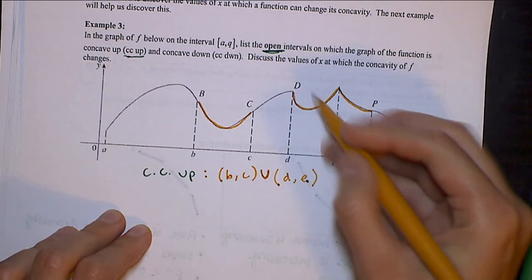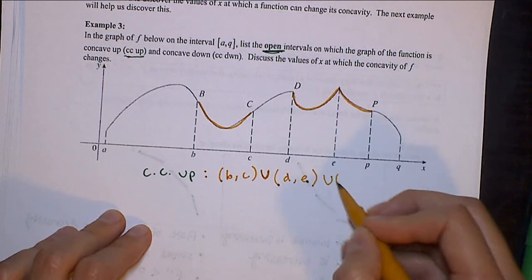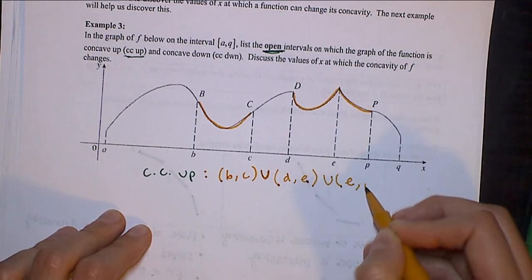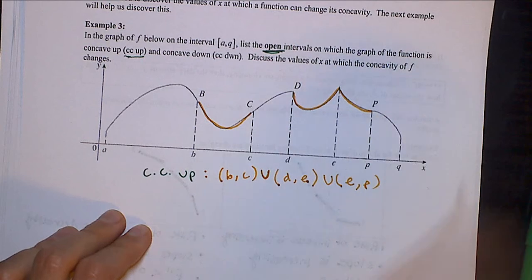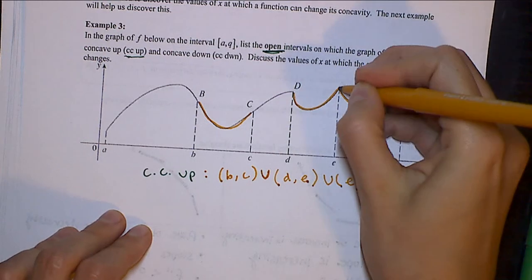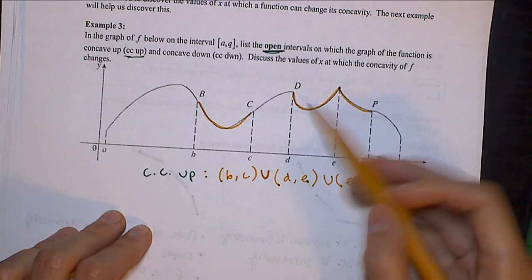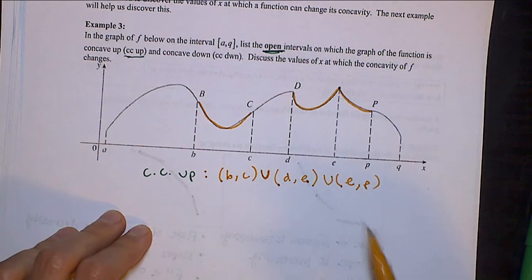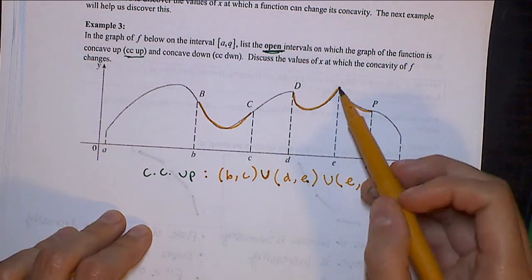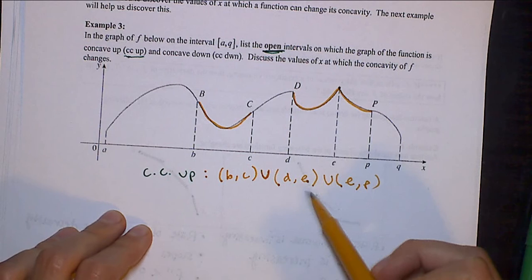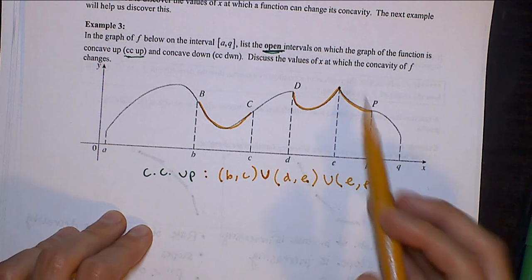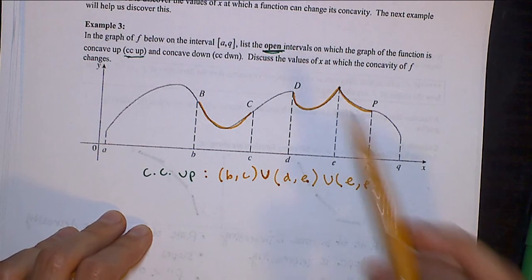Remember, I have to split these two up into different intervals because at this point right here, it's neither. So the points where it changes like that, I'm going to need to split it up. So here's one interval, here's the other interval. We can't include the point E because that's a point where it's changing.